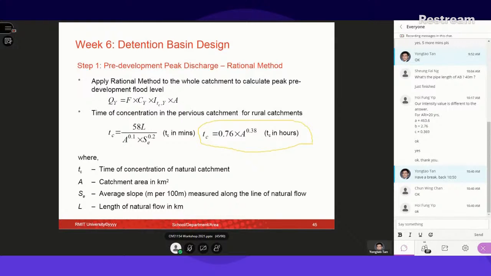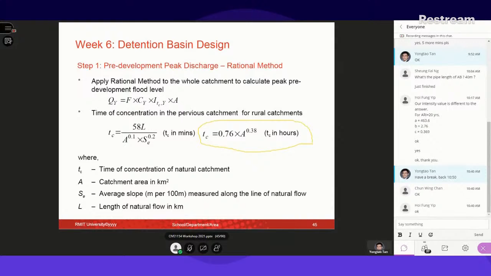Now here you can see the C1, as we mentioned, is the runoff coefficient. The runoff coefficient is a dimensionless factor. As I mentioned, we also have another coefficient called Manning's coefficient. Manning's coefficient is not dimensionless.